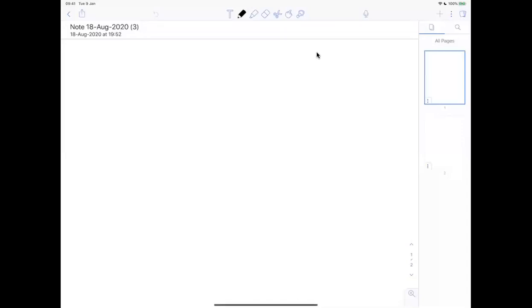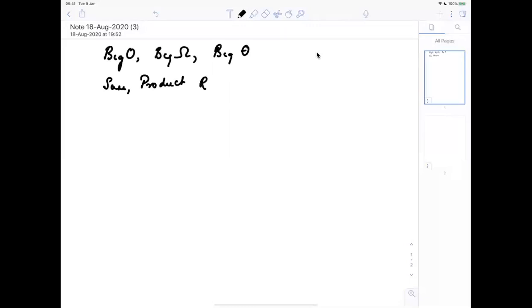Okay, in yesterday's class, we learned about big O, big omega, and big theta, ways of representing the complexity of programs. We also learned about the sum and product rules for algorithm analysis. And we also learned how to analyze recursive functions.